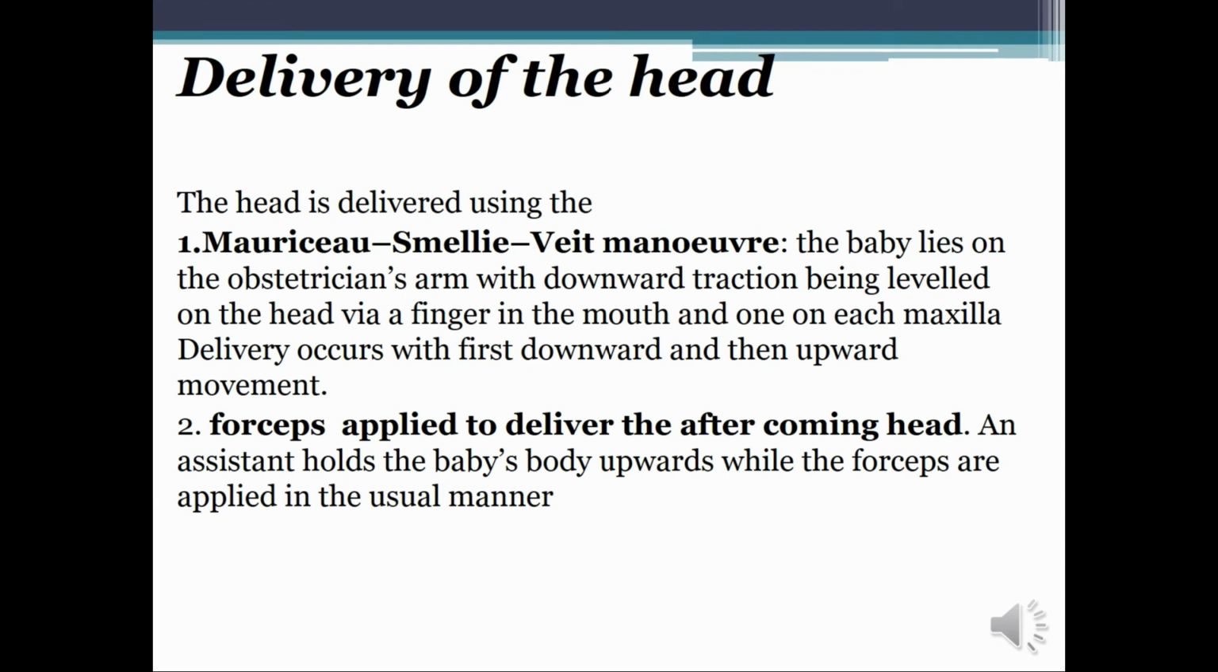Delivery of the head. The head is delivered using the number 1, Mauriceau-Smellie-Veit maneuver. The baby lies on the obstetrician's arm with downward traction being levered on the head via a finger in the mouth and one on each maxilla. Delivery occurs with first downward and then upward movement. Number 2, forceps applied to deliver the aftercoming head. An assistant holds the baby's body upward while the forceps are applied in the usual manner.